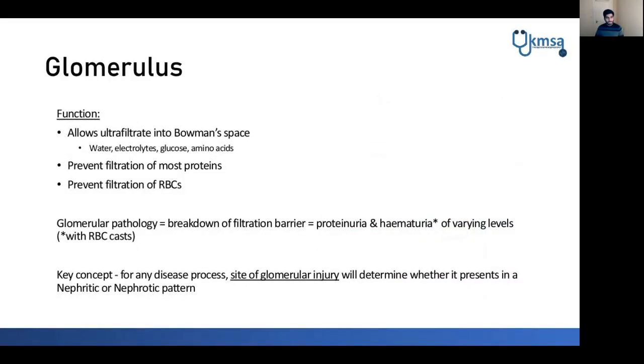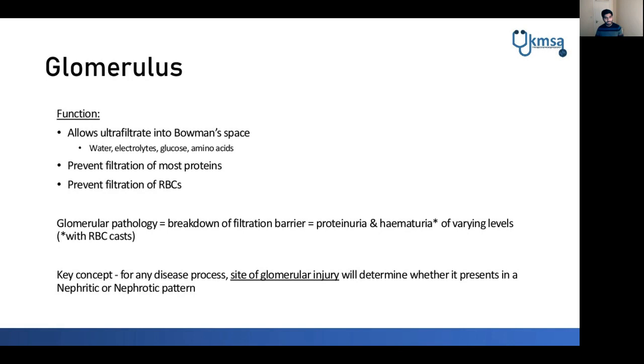So what's the function? It filters your plasma into Bowman space as an ultrafiltrate, and these are the things you can see that come out of it. And it stops the filtration of most proteins and components of your blood, like white blood cells and red blood cells. So pathology happens when any of this is broken down, and what happens then is that you get leakage of proteins, leakage of blood into the urine, and that comes out as proteinuria, hematuria.